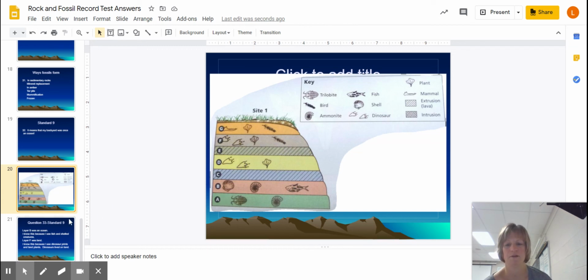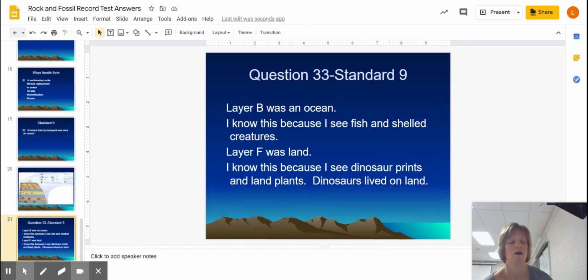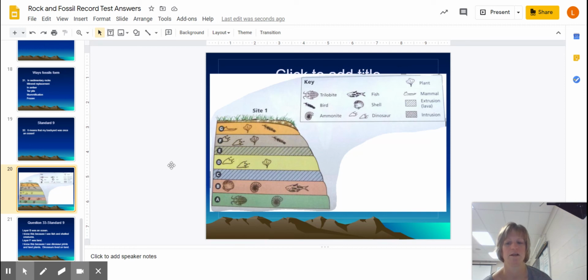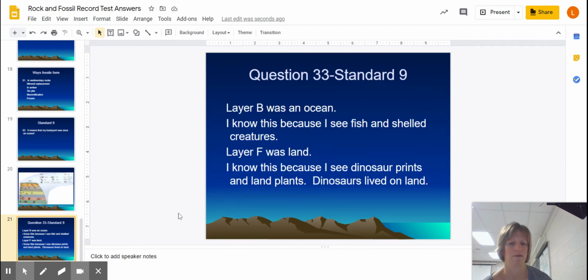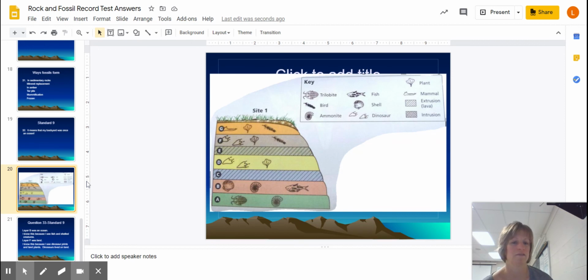At the time that layer B was deposited, the surface was an ocean. And you know this because you see fish and shelled creatures. When layer F was deposited, however, it was not an ocean environment. I know this because I see prints and land plants, and dinosaurs lived on land. And it does tell us in that key that those prints belong to a dinosaur. So the present is the key to the past. The fossils we see in the present in a layer tell us about the past surface.